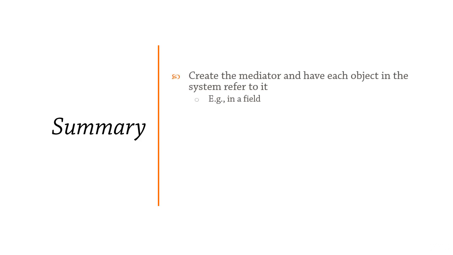So let's try to summarize what we've learned about the mediator design patterns. Essentially, to get the mediator working for you, you first of all create a mediator, and then you have each of the objects in the system refer to the mediator. So typically you would refer to it in a field and perhaps use something like constructor injection to make sure that the mediator is actually available in every single component. And yes, quite typically a mediator is a singleton as well, because you don't really need more than one.